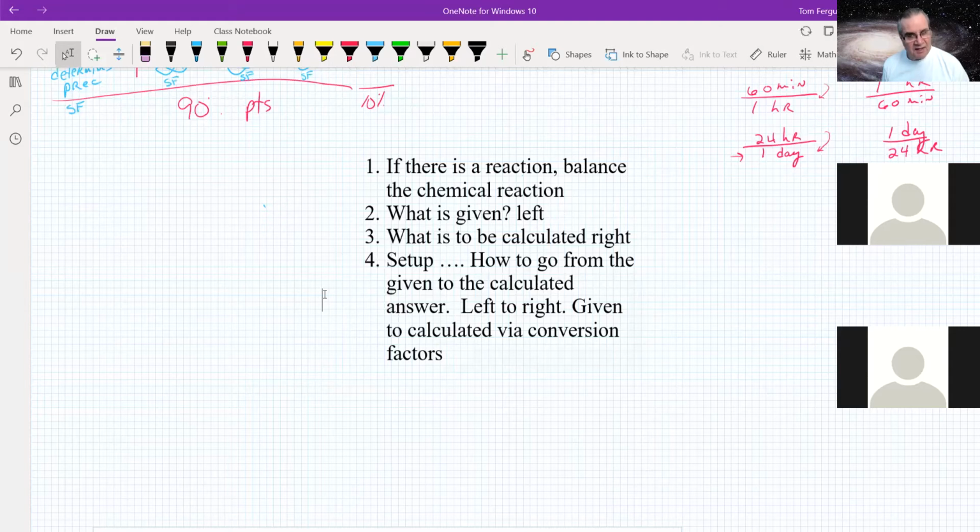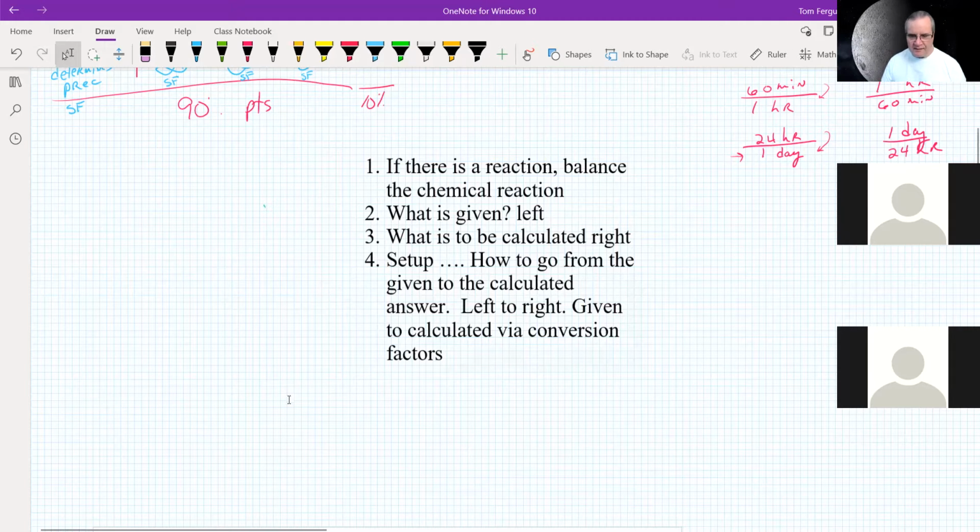Step number 2 is what's given. What are you trying to calculate? When we talk about what's given, you're going to be putting that on the left side. What's to be calculated, you're putting on the right. And then we're going to go through conversion factors to go from the left to the right. Okay, so let's look at an example of a dimensional analysis problem.